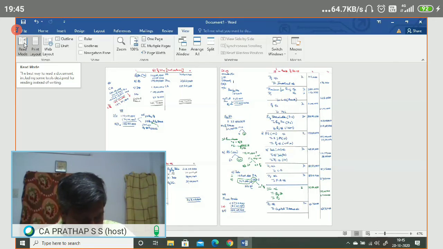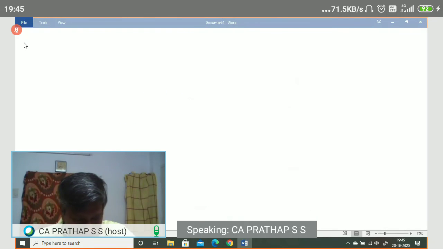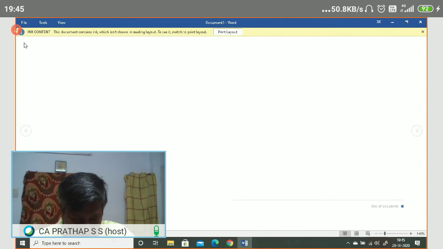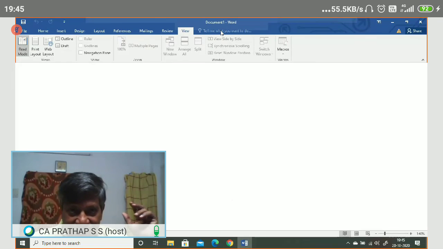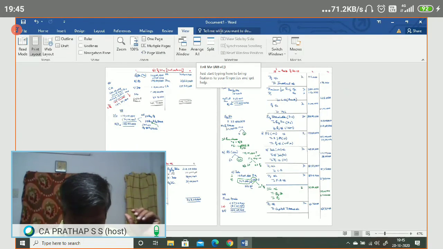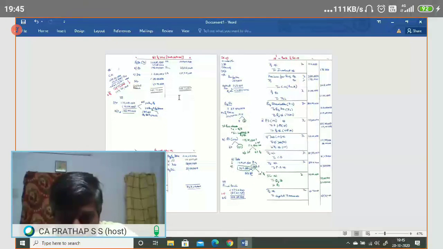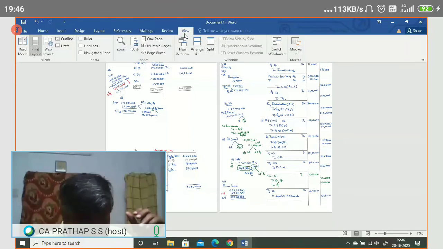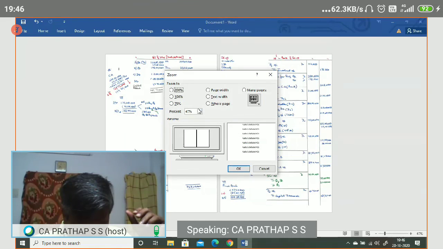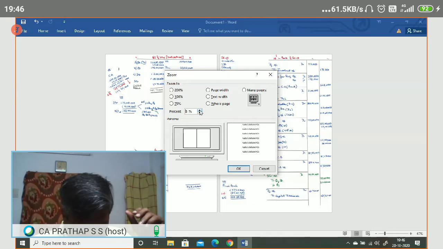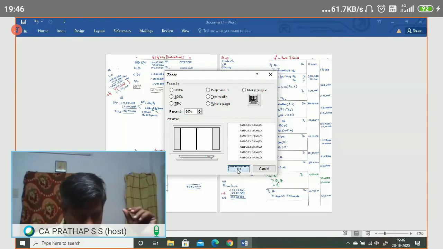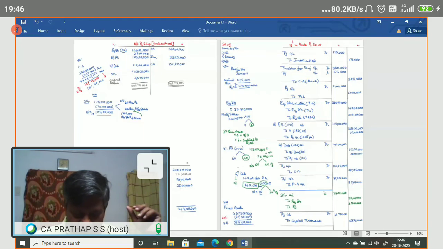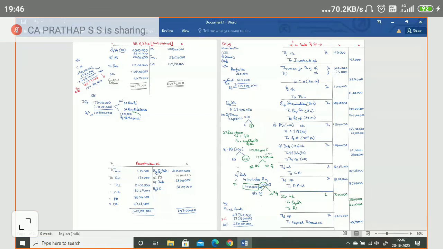The best way to read a document. Let's switch to print layout. No, it's not allowing it. Read mode is only for printed text. Okay, guys, you just see this. I'll try to make it big. Those who want to take a pic, take a pic and go for dinner. No, Aniruddhan, it's not coming in left corner. Read mode is not coming for inking. It's coming only for typed text.